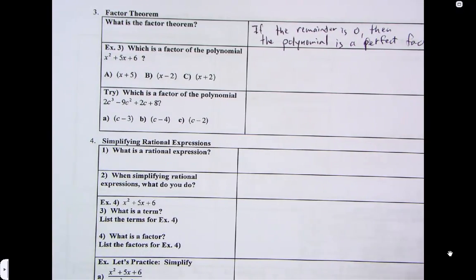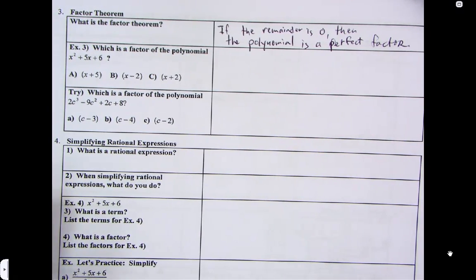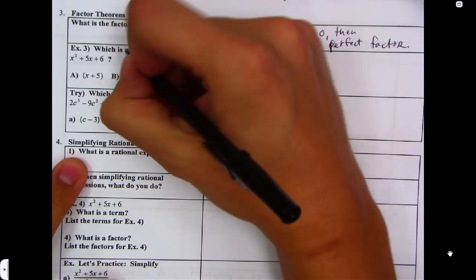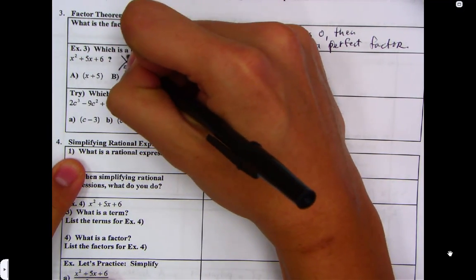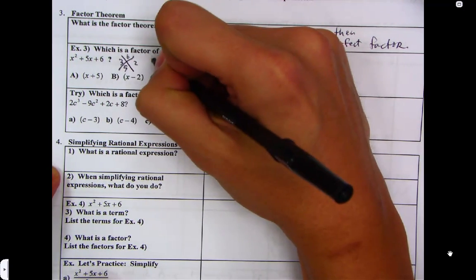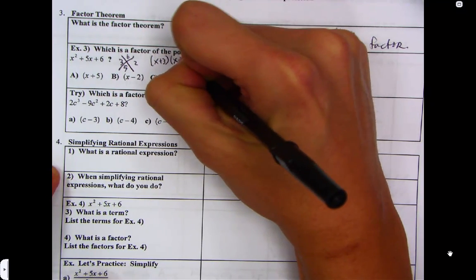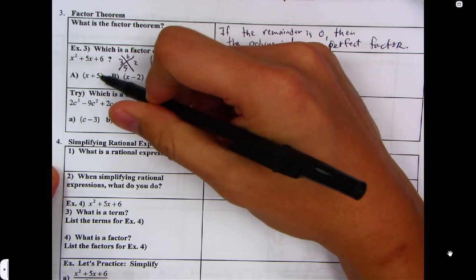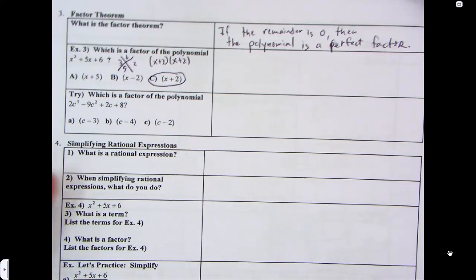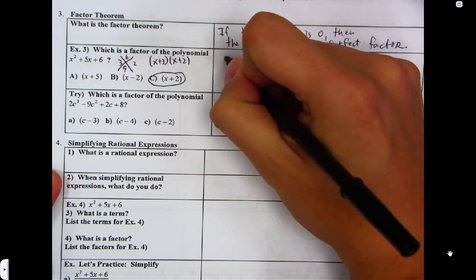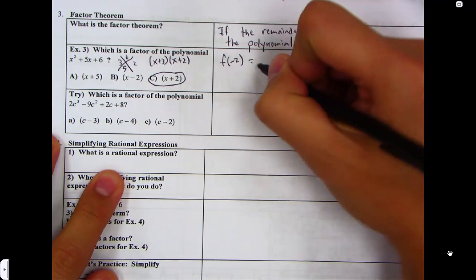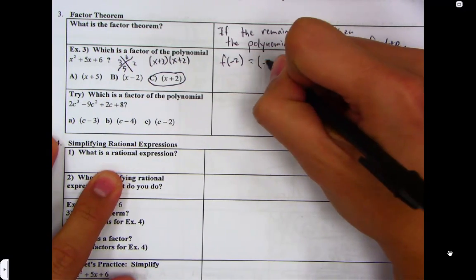Let's see how this works. Which is a factor of the polynomial? Well, we already know how to factor this. We do the diamond, 5 and 6. What multiplies to 6 and gives you 5? 3 and 2. So my factors are x plus 3 and x plus 2. So x plus 2 is a factor of that. So what the factor theorem says is if I use the remainder theorem, if I plug in f of the opposite, which is negative 2, I should get a remainder of 0.